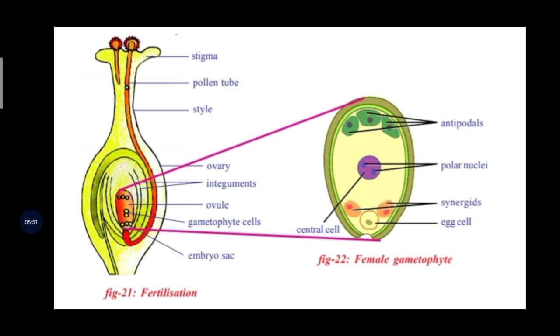The cells which are there inside the ovule, that is what we are calling the nucellus. And from where the integuments start coming, on the antipodal side, we are able to find the chalaza.